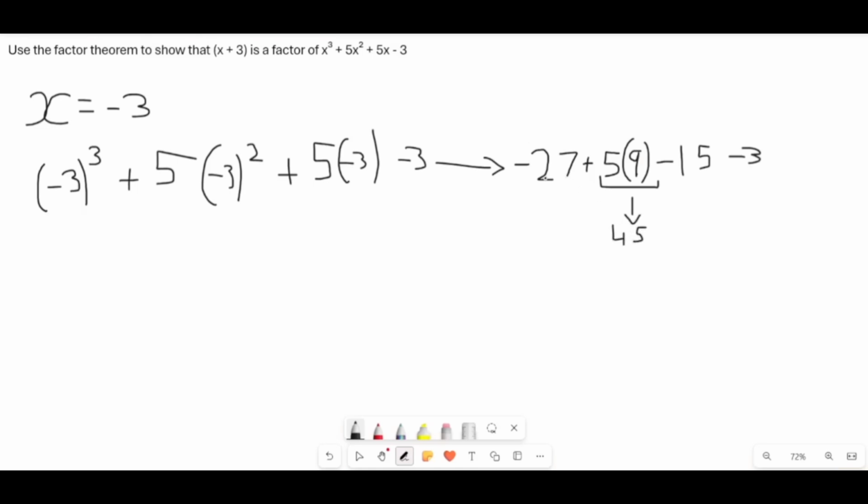When you add up minus 27 plus 45 minus 15 minus 3, that does come out to be 0. So we know that x plus 3 is a factor of this expression here.